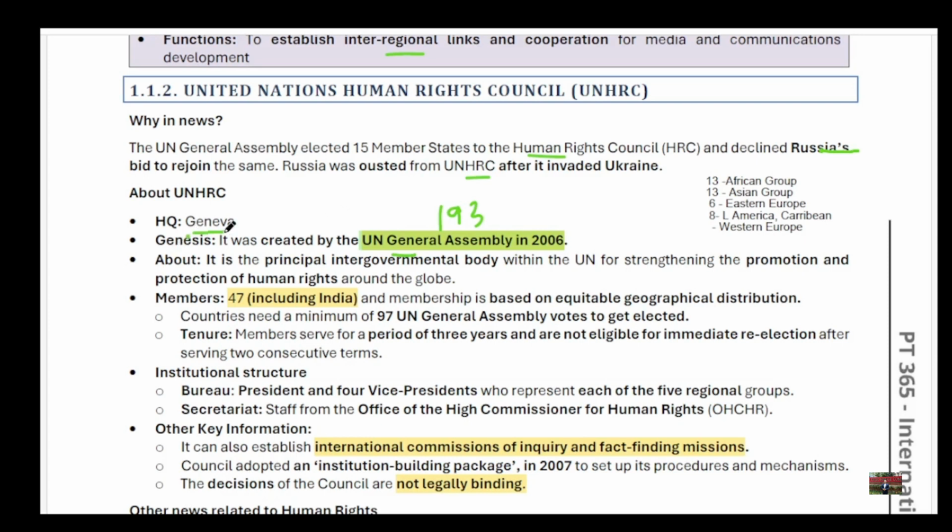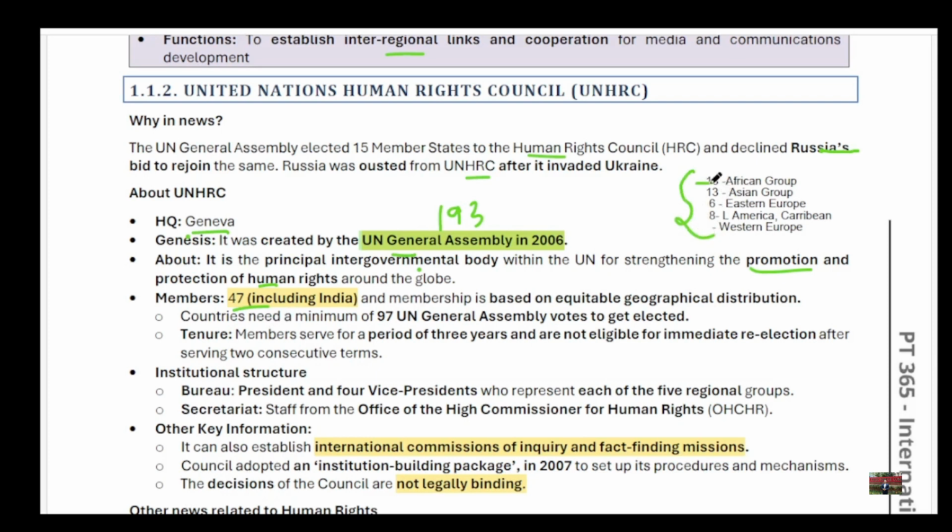It is headquartered in Geneva, Switzerland. It was created by the United Nations General Assembly in 2006. It is the principal intergovernmental body within the UN for strengthening the promotion and protection of human rights. The main aim is to promote and protect human rights around the globe. There are 47 members of the United Nations Human Rights Council, including India. India is also a member of UNHRC.